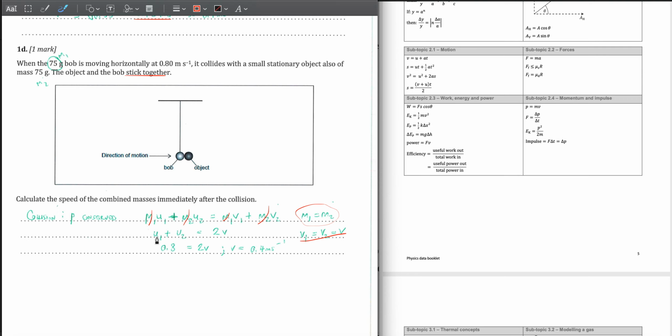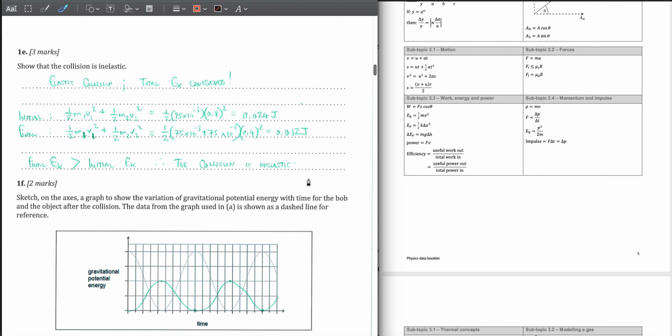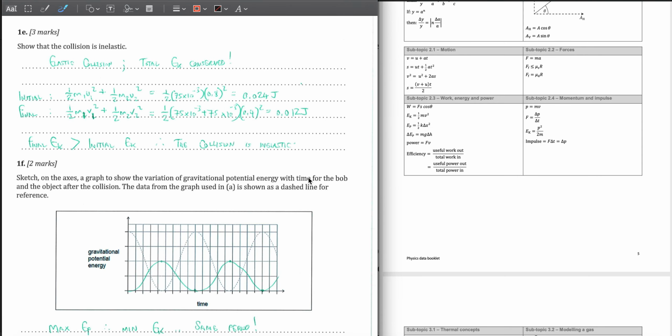We therefore have u1, which was 0.8, u2, well it's 0, is equal to 2 times the final velocity that they both move off at, and therefore 0.8 is equal to 2v. In other words, v is equal to 0.4 meters per second. Only one mark for this question. Okay, so we're expecting a fairly simple answer, fairly simple calculation here. Of more difficulty is going to be your question about inelasticity.